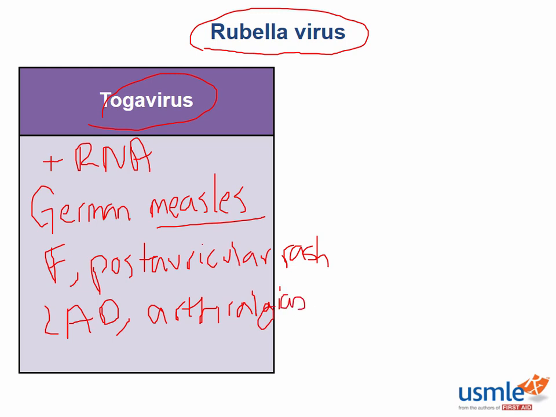and a rash that spreads from the head and neck down to the trunk. So it begins in the head and goes down the body to the trunk. It's the key features of the German measles.